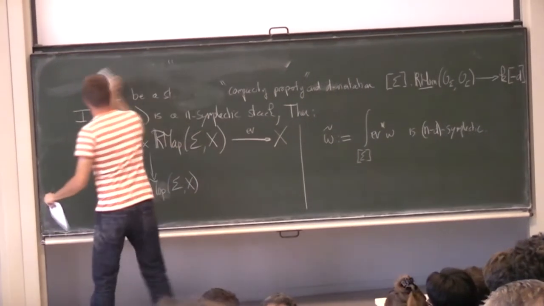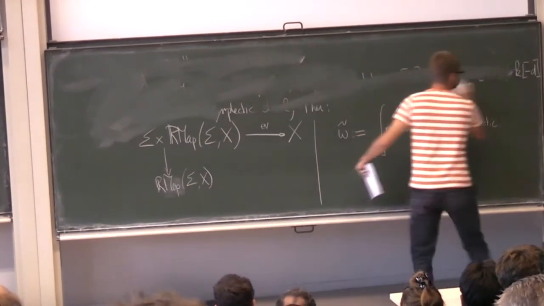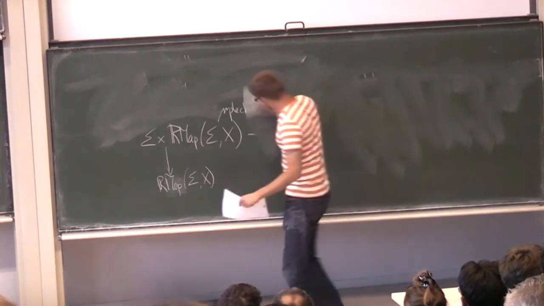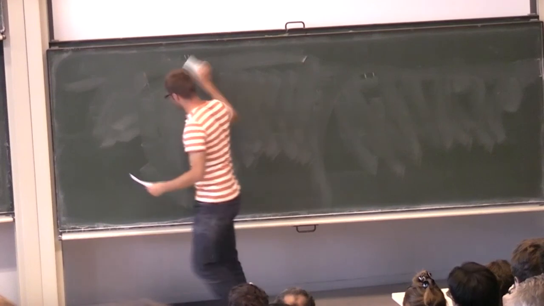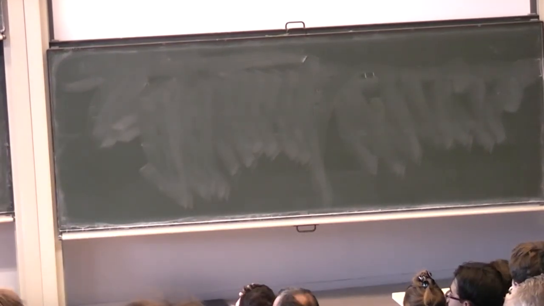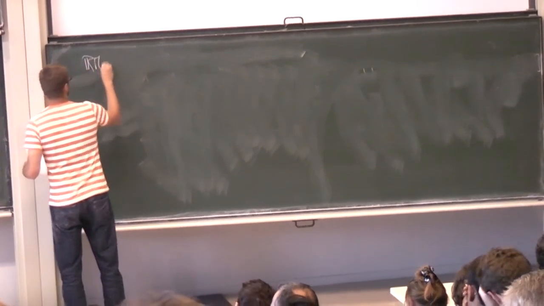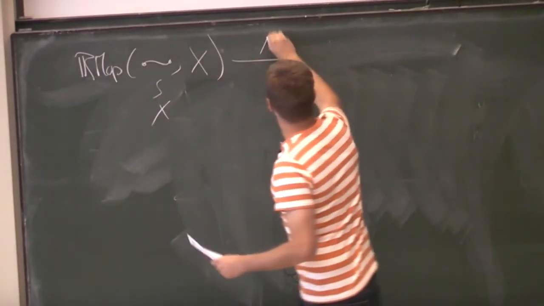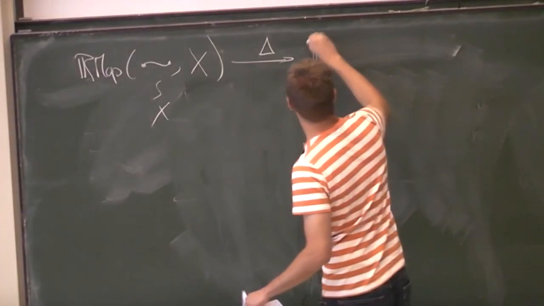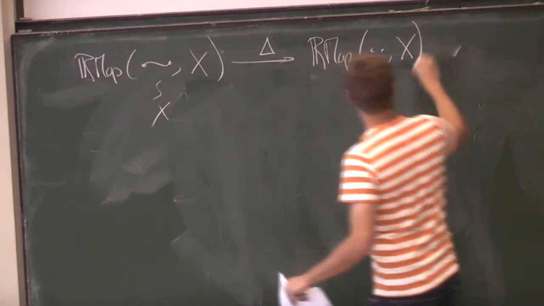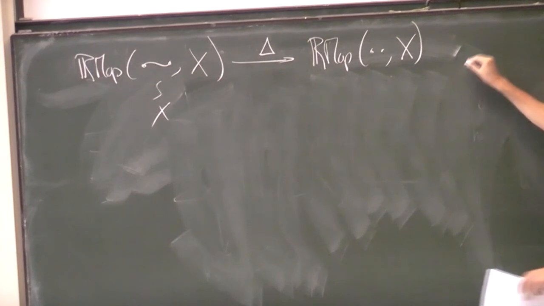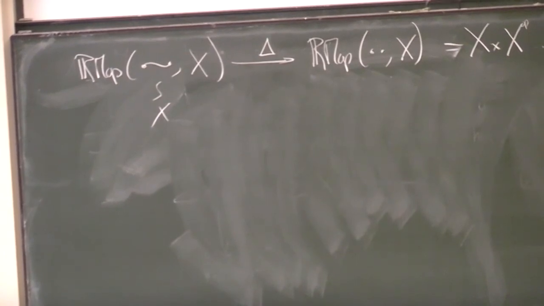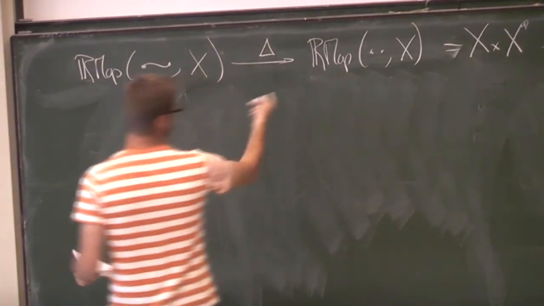So let me give you some examples easier than this one. Let me go back to my example, the mapping space from this bordism to X. So this is just X, and we have the diagonal map to the mapping space from two points to X. Here one has to be careful about the orientation, actually. This is just X cross X, but with the opposite symplectic structure. And we know that the diagonal is Lagrangian inside X cross X.